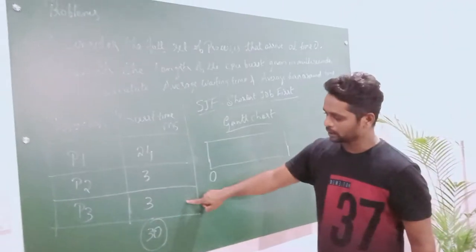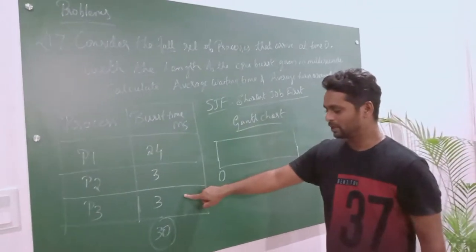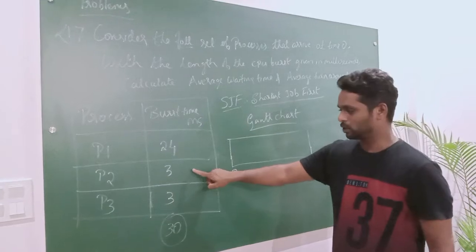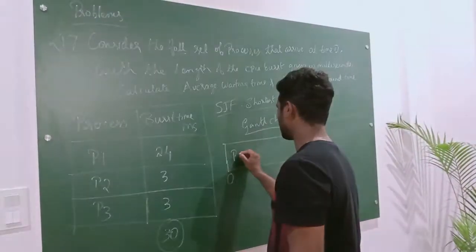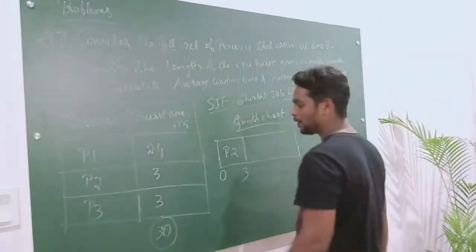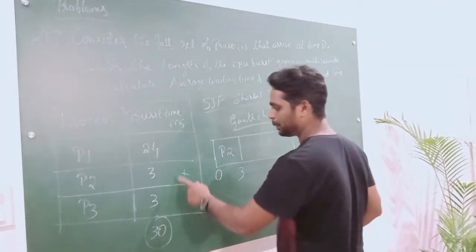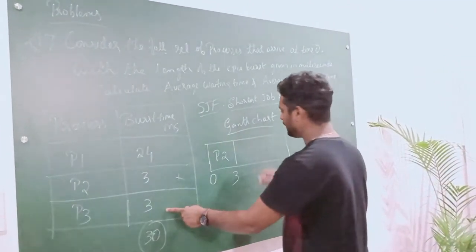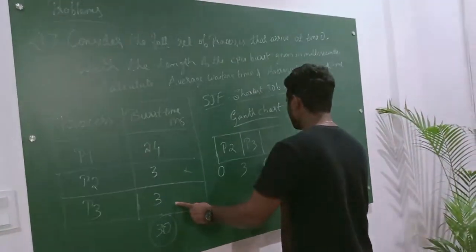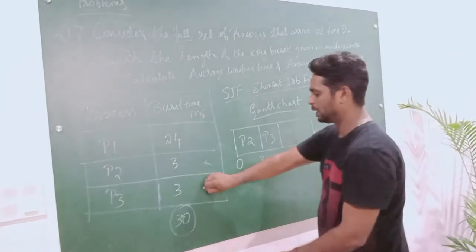Now, shortest job first. Which process has the shortest time? P2 and P3 both have the same time. But whenever they have the same time, I need to follow FCFS. So P2 has to execute first. It takes how much time here? 3 seconds. After that, P2 completed. After P2, which process has the shortest time? P3. It needs 3 seconds. So 3 plus 3 is 6 seconds. So P3 completed.